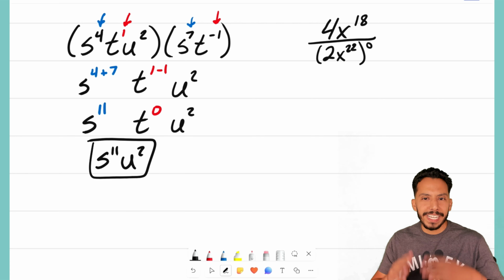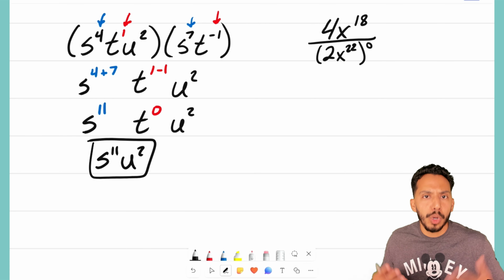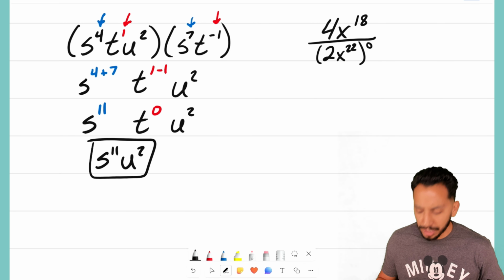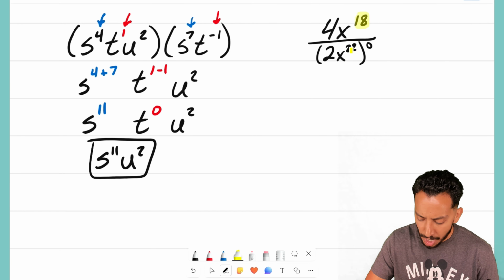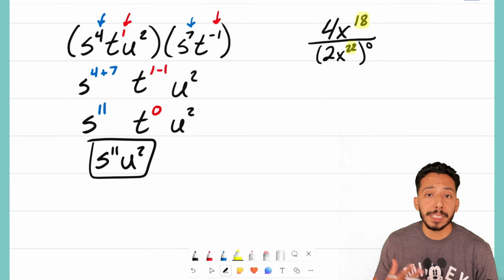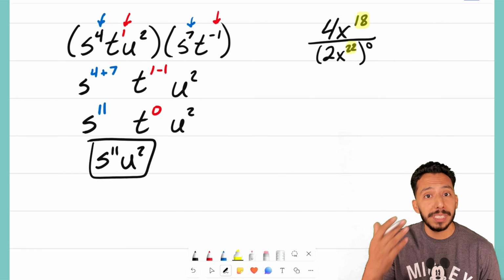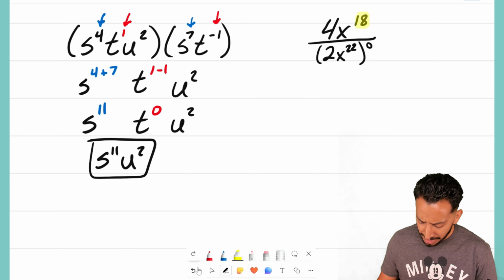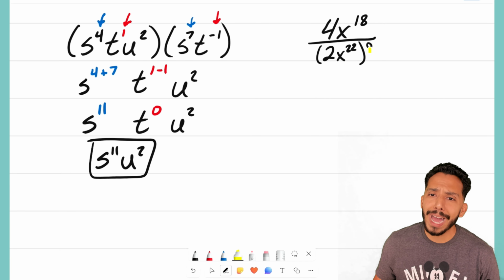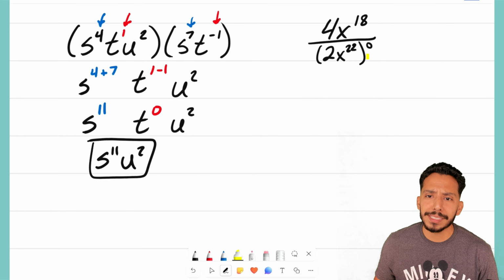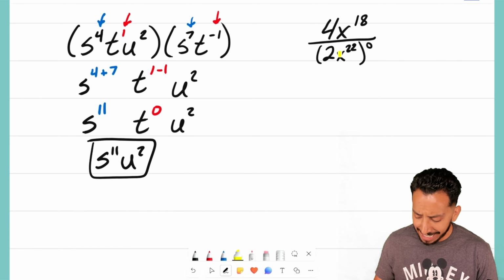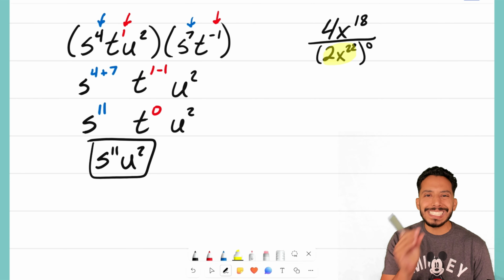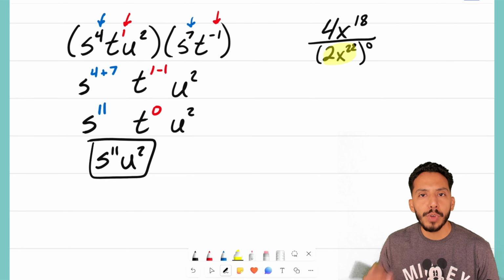Alrighty, really good. Let's deal with this guy. Now, at first, it looks like a quotient rule problem, right? It looks like we're probably going to be subtracting our exponents on the x's. Normally, we would subtract it for a quotient rule problem. But we have to first take care of this other exponent outside of our 2x to the 22 power. It is saying that this entire quantity inside is to the 0 power.